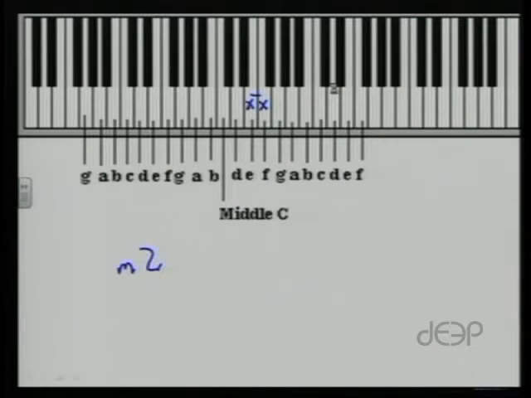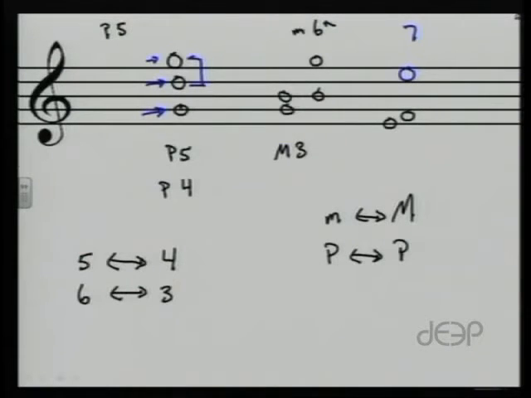We put that E on top. It's some kind of a seventh. And if we count that, 1, 2, 3, 4, 5, 6, 7, 8, 9, 10, 11 half steps, so that minor second inverts to a major seventh. Okay? Again, minors invert to majors, so that holds true. And we know that a seventh inverts to a second and vice versa.